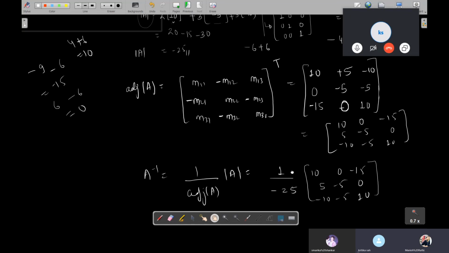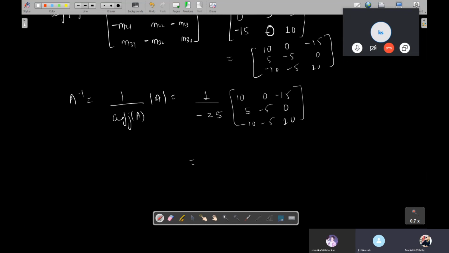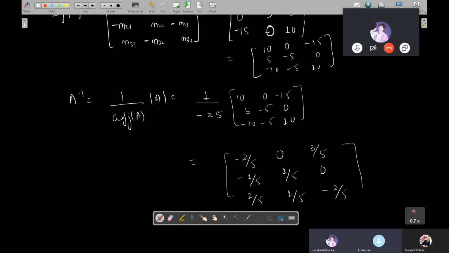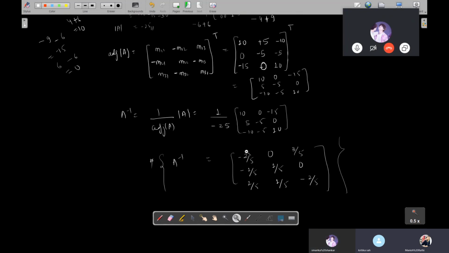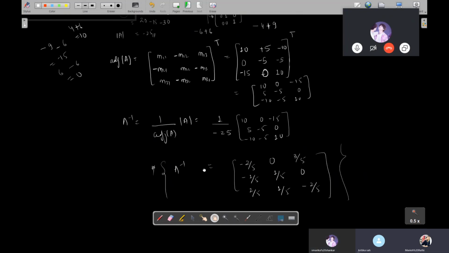So the answer will be, if you solve this, minus 2 by 5, 3 by 5, 1 by 5, 2 by 5, 1 by 5, 2 by 5. So this will be A inverse if you solve it out. Now see the complexity which we have simplified in our shortcut method.